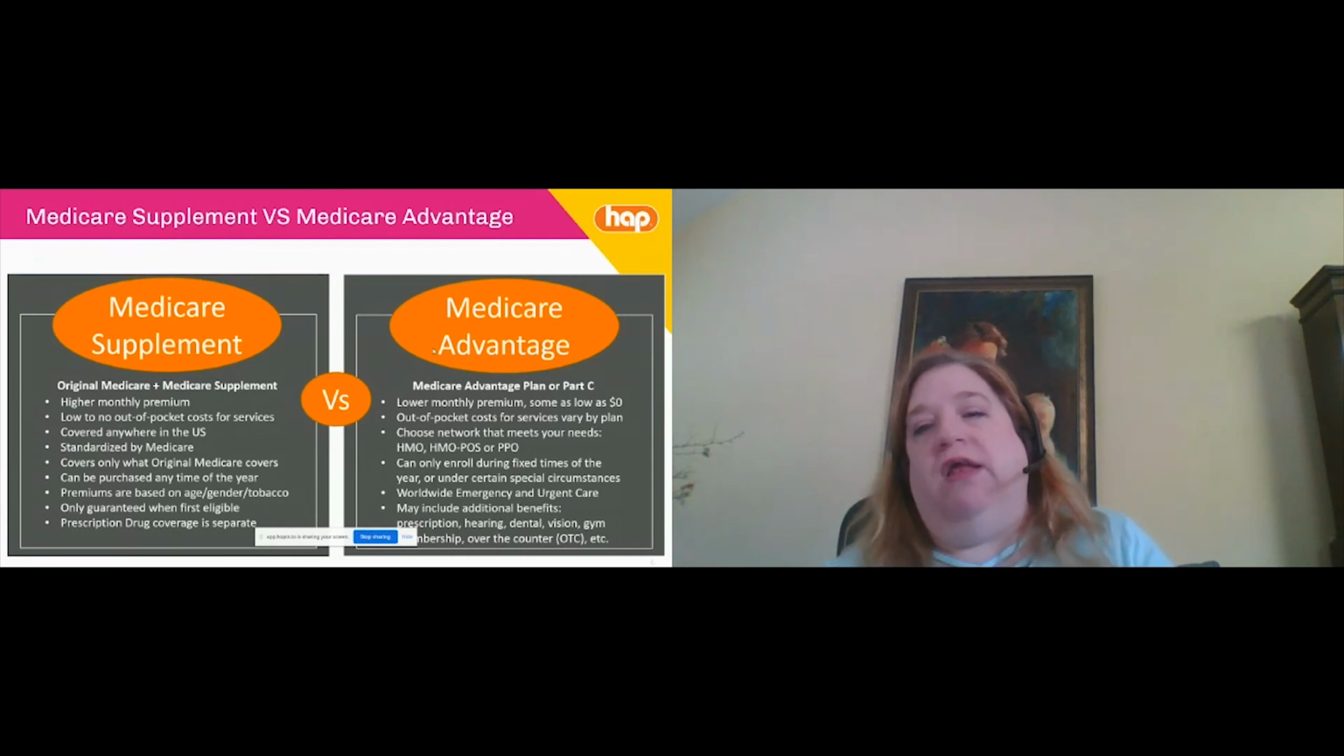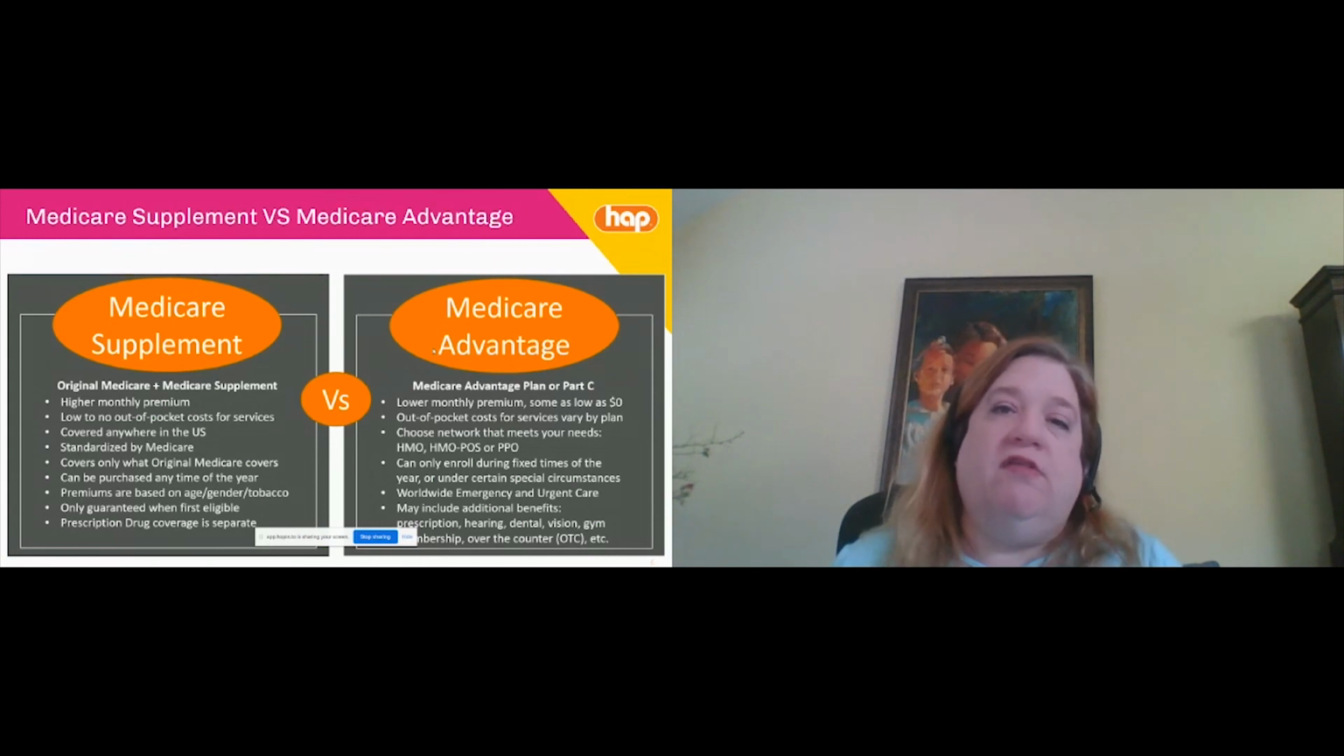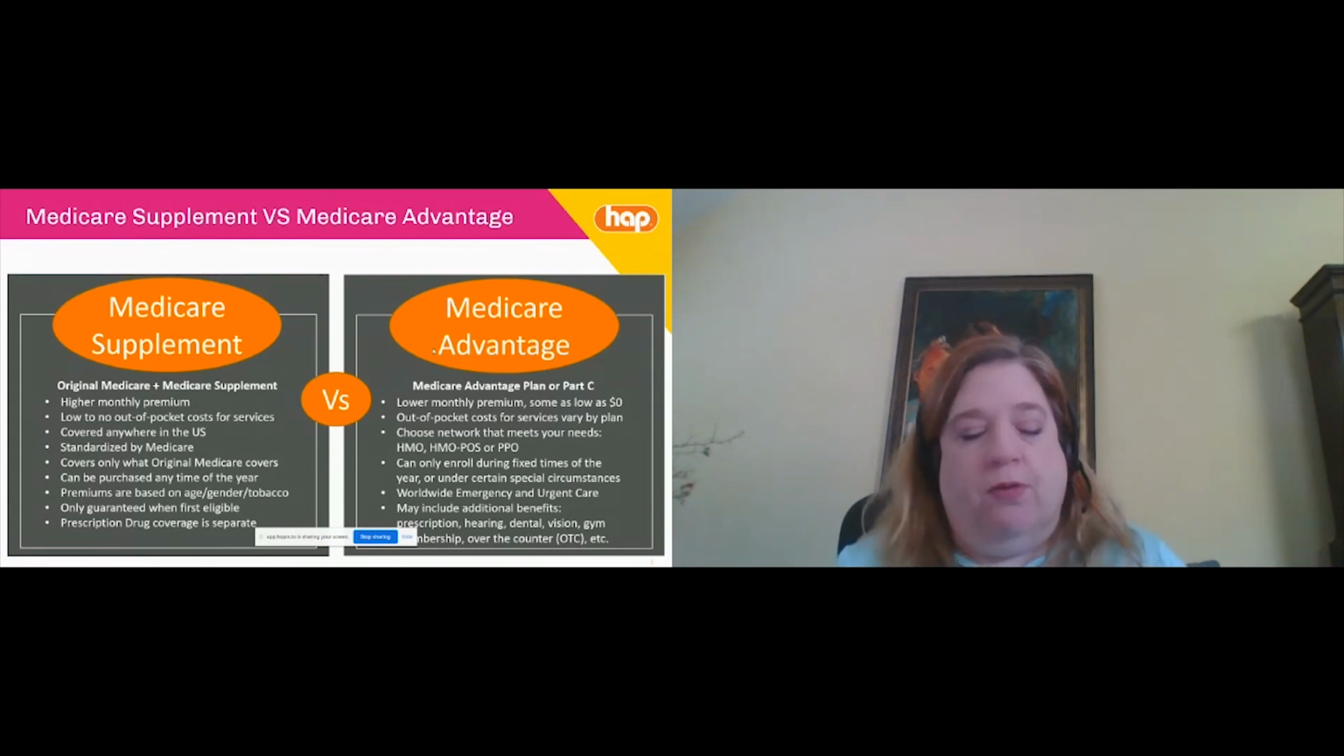On the flip side of the coin is Medicare Advantage. With Medicare Advantage plans, the carriers have a contract with the federal government where we take over administrating your Part A and Part B benefits on their behalf. We wrap everything up in one place. So it kind of becomes a one-stop shop, if you will.